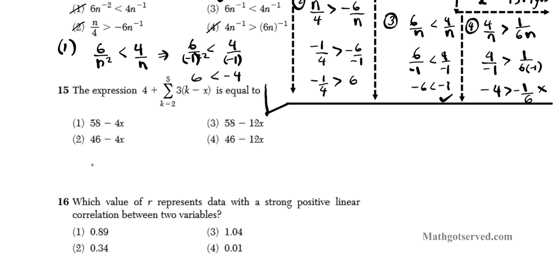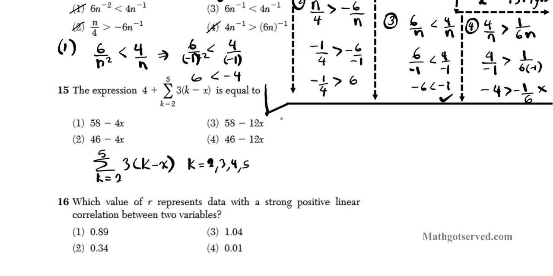Okay, so we're going to focus first of all on the summation part, from k equals 2 to 5, of 3 times k minus x. So what we'll do is we're going to use k equals 2, 3, 4, 5 to generate the four terms that this expression represents, the sum, and then we're going to add 4 to our final answer, and that will give us a result, okay?